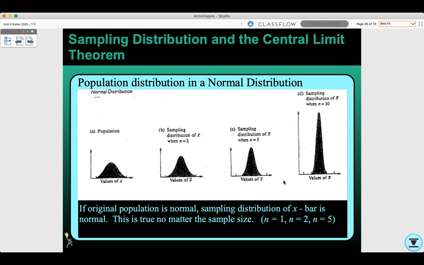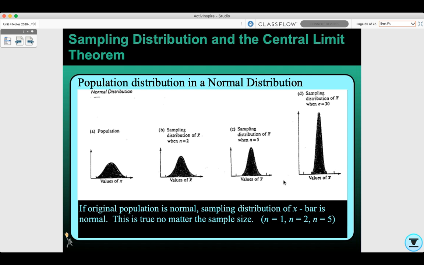Sampling distributions in the central limit theorem. Here we have a visual of the population distribution that is a normal distribution. First, in A, we have the population. In B, we have a sampling distribution of x bar when n equals 2.